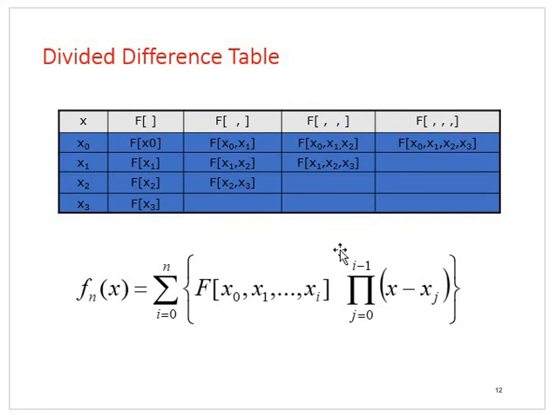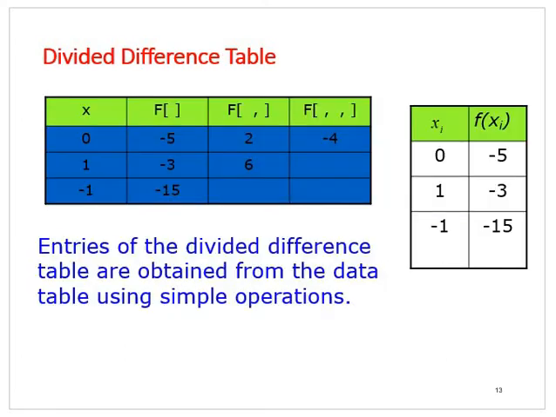The formula for the polynomial will be given by the summation of i from 0 to n of f from x0 up to xi times the product symbol, which means that we are multiplying all these x minus xj there. All right, so I think this discourse will be clear when we look at the following example.